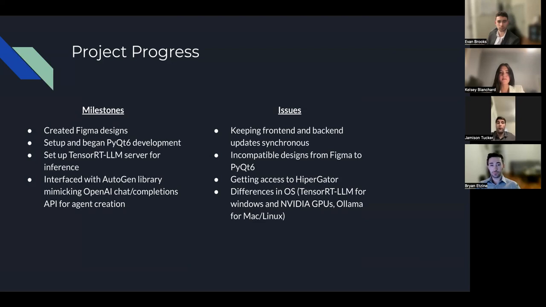Some issues we run into and we know we'll face in the future is keeping the front and back end updates synchronous. Some of the designs from Figma are also incompatible with PyQt6, so those must be changed. We're also working on getting access to Hypergator to efficiently run the desktop app. And we've also run into issues with different operating systems because TensorRT, for example, can only work with Windows and NVIDIA GPUs. So we need to set up Ollama for Mac and Linux computers.